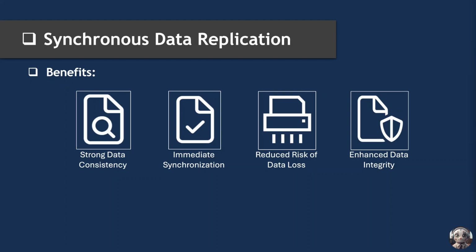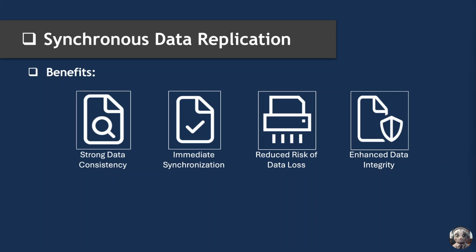Next, let's look at immediate synchronization. With synchronous replication, changes made on the source system are immediately synchronized with the target system. This ensures that data on the target system is always up to date and reflects the latest changes made on the source.